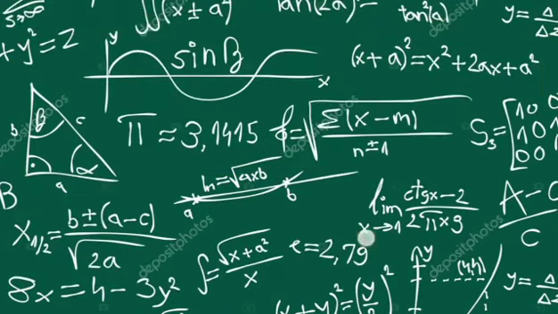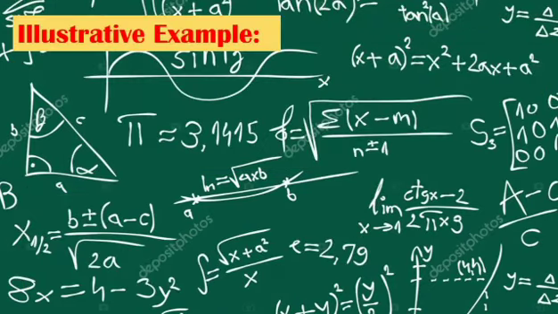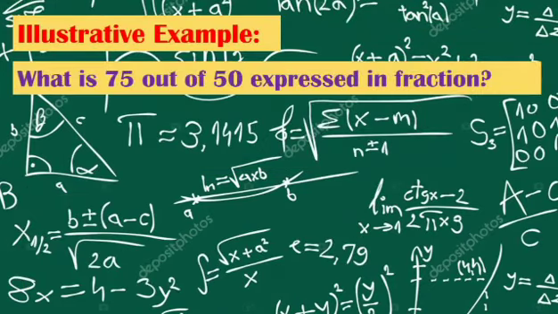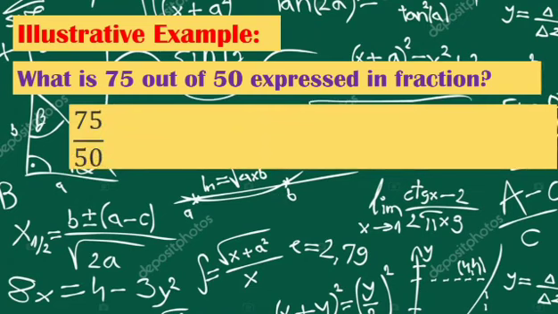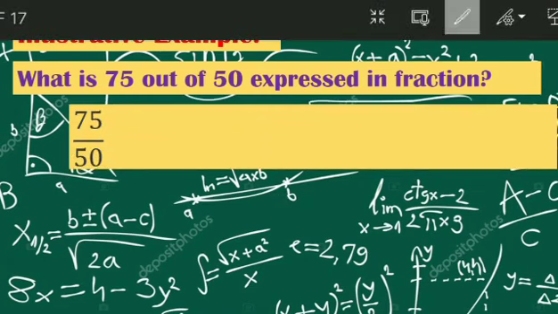Okay, another example. What is 75 out of 50 expressed in fraction? So, 75 all over 50, gawin natin siya sa lowest term. So, dedivide natin siya into 25 all over 25 since 25 is their GCF. 75 divided by 25 is 3. All over 50 divided by 25 is 2.